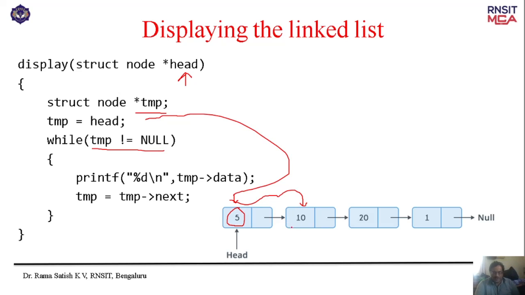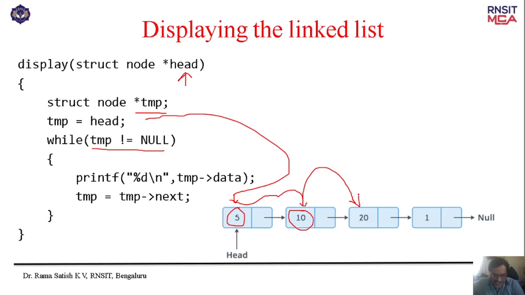Now you check again whether TMP is null. No, TMP is not null. TMP is having some value, 10. So you display the value, and next value 10 is displayed. And now TMP is equal to TMP of next. It moves to the next node. So it is moved to the next node.